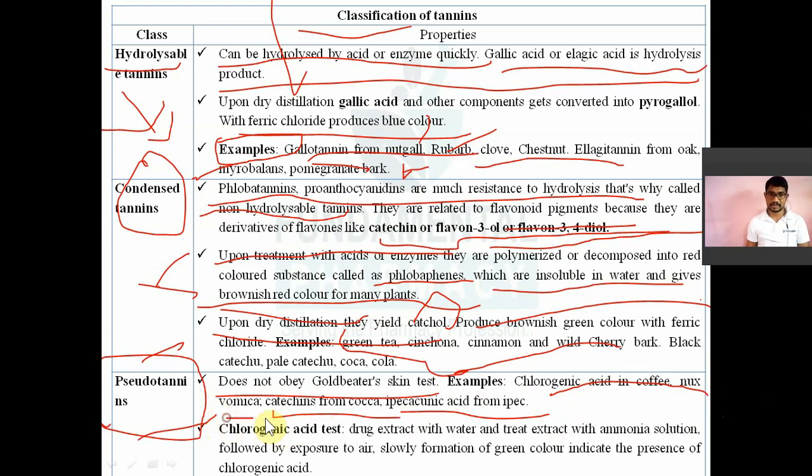There is one specific test known as the chlorogenic acid test for pseudotannins. The extract of these tannins is prepared with water, and the extract is treated with ammonia solution followed by exposure to air. Slow formation of green color indicates the chlorogenic acid test. This is the test for pseudotannins.